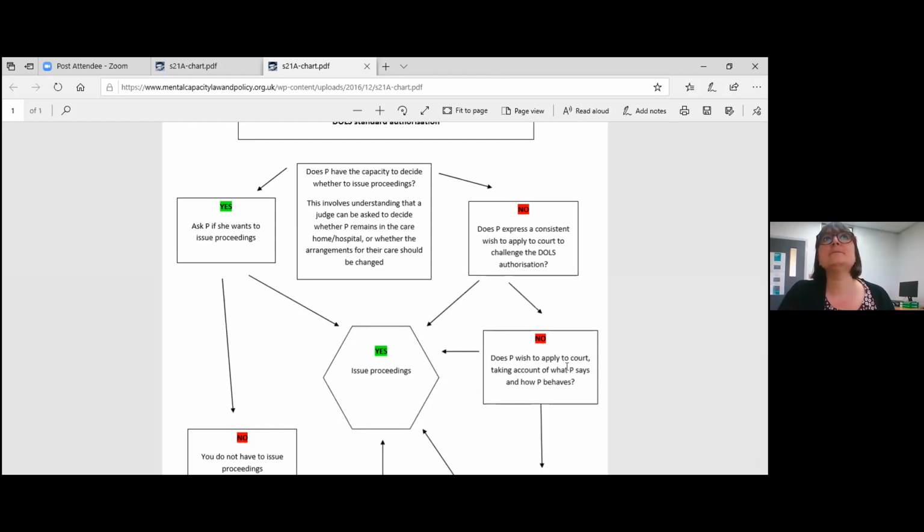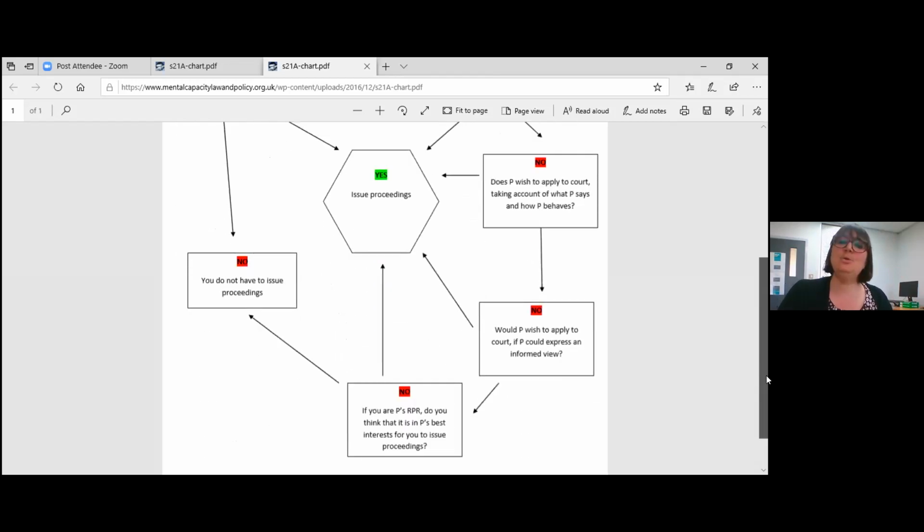But if either by what they say or by what they do, there is an objection to the deprivation of liberty, I'm not convinced that their rights are properly protected by asking the local authority who granted it in the first place to review that standard authorisation. My view is that if you are in this territory, you should just be going straight to the court.